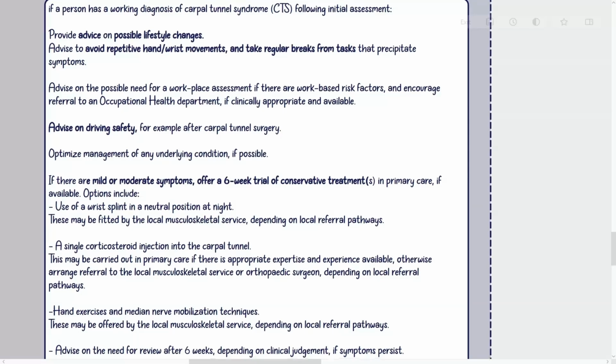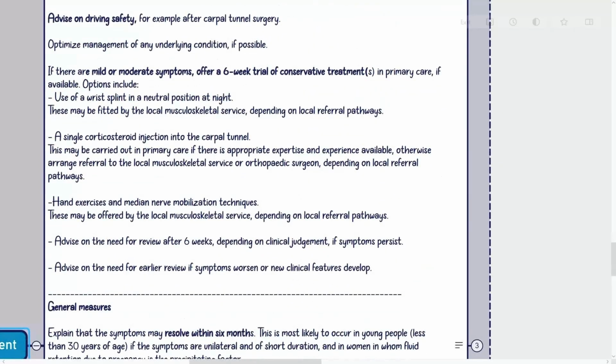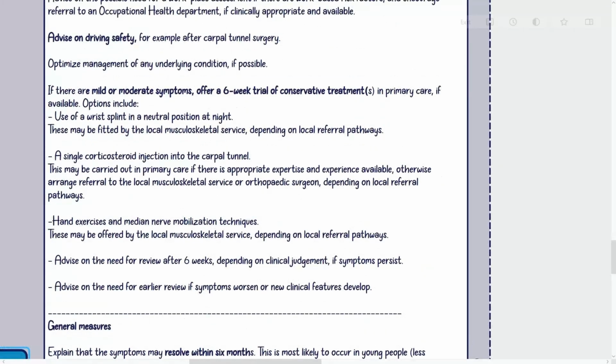A single corticosteroid injection into the carpal tunnel. This may be carried out in primary care if there is appropriate expertise and experience available. Otherwise, arrange referral to the local musculoskeletal service or orthopedic surgeon, depending on local referral pathways. Hand exercises and median nerve mobilization techniques. These may be offered by the local musculoskeletal service, depending on local referral pathways.